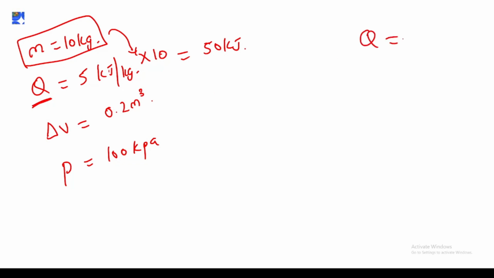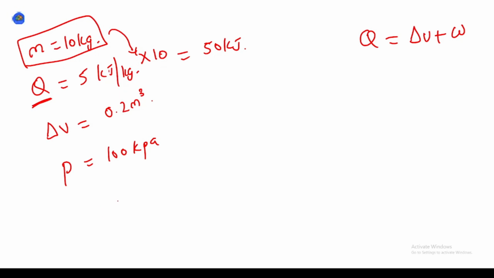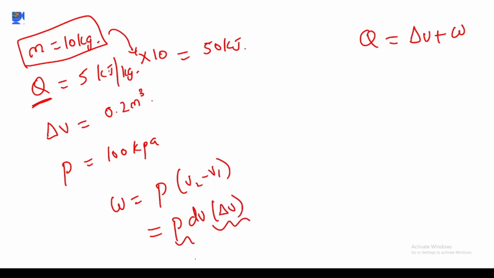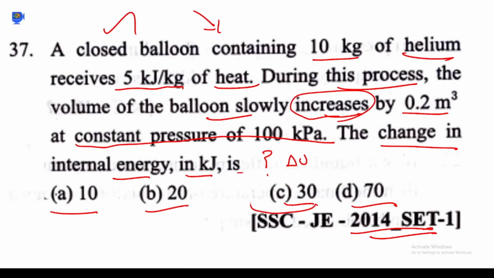Similarly, you can apply your first law of thermodynamics, Q is equal to del U plus W, right? So it is said that this is a constant pressure process. So I can say that my work done would be P into V2 minus V1, which is nothing but P into del V. This del V value has been given and pressure has been given. So I can say that my work could be 100 into 0.2, which is 20 kilojoules. So I know the heat value, I know the work value. This is 20 and this is 50. So my del U answer would be 30 kilojoules. So if I get back to the question, option C 30 is the correct answer.